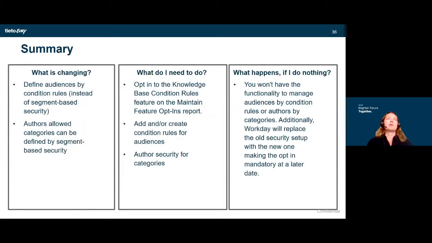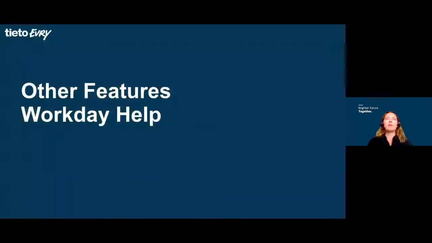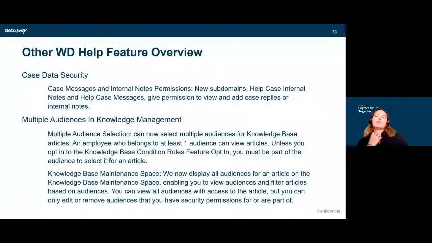Here is a little bit of a summary. Mostly the changes are about the audience condition rule, and instead of the segment-based, you can segment the authors by the categories. Other features from the Workday Help.